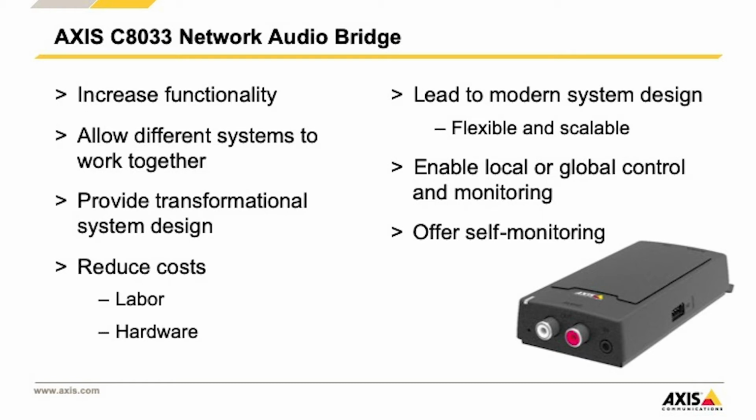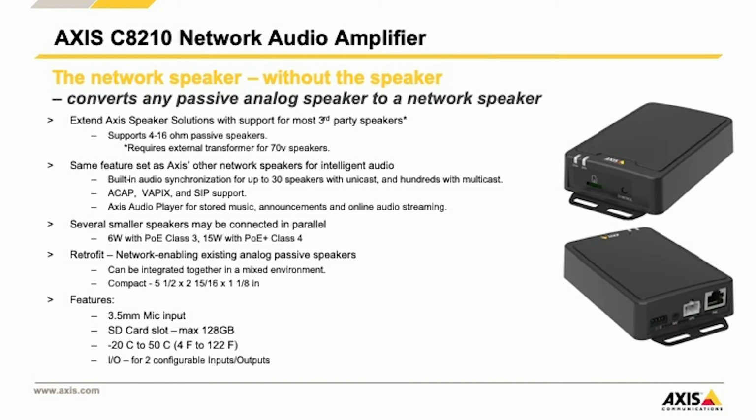We're seeing a lot of our clients today want to insert PSA announcements into their analog system. And a very easy and cost-effective way to do it is using our C8033 and C8210, which are our two migration devices. So that avoids a total rip and replace, but yet adds network capability to an analog system.